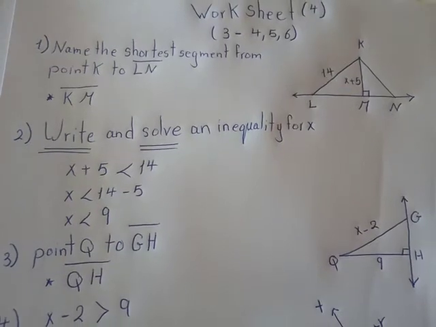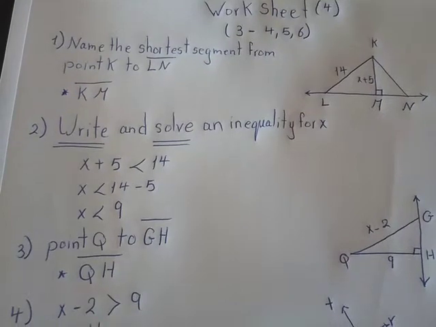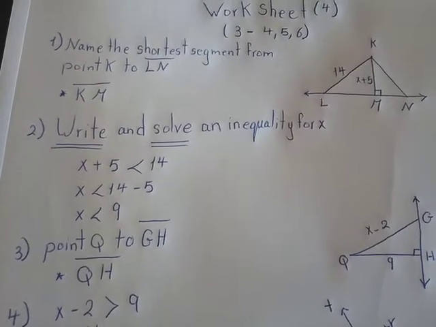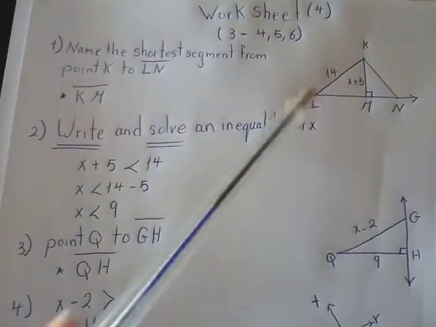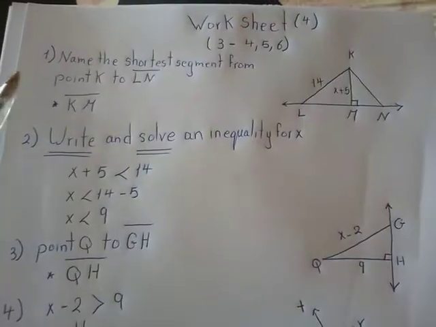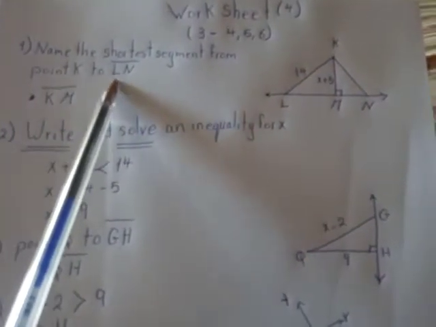Worksheet number 4, chapter 3, lesson 4, 5 and 6. The first one, he gave you this graph and asked you to name the shortest segment from the point K to the line segment LN.